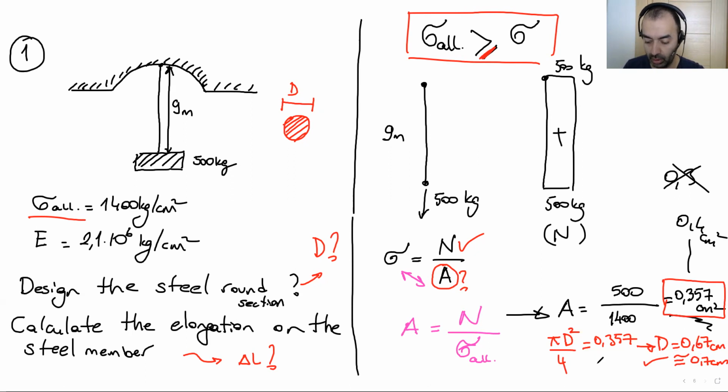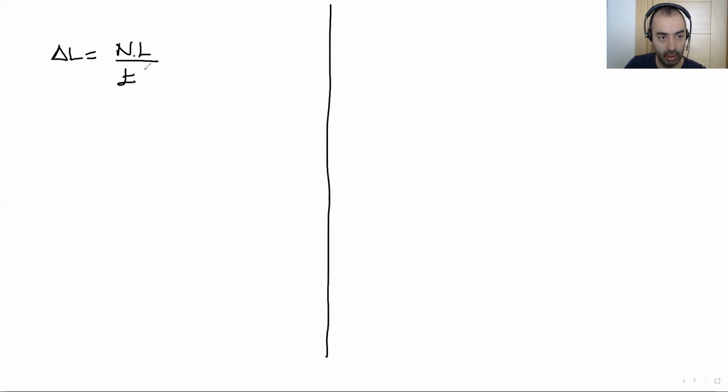Now we are going to calculate the delta L. Let's do it on the next page. Delta L equals NL over EA.